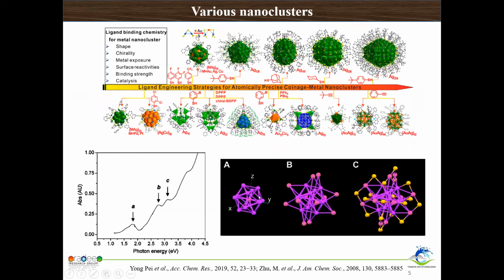So controlling these nanoclusters with atomic precision is not an easy task. However, researchers have developed many synthetic procedures to make stable nanoclusters, as shown in this figure. Among all these nanoclusters, the most studied one is Au25(ligand)18, and here is the well-defined absorption spectrum of Au25, which shows three distinct absorption features, and this is the X-ray crystal structure of Au25.